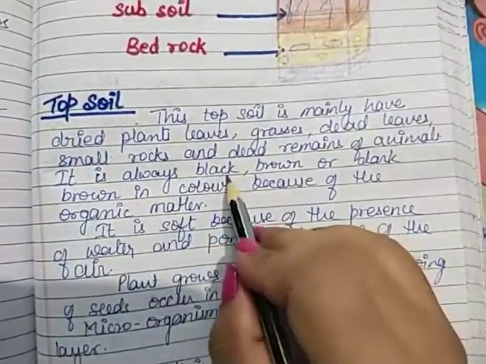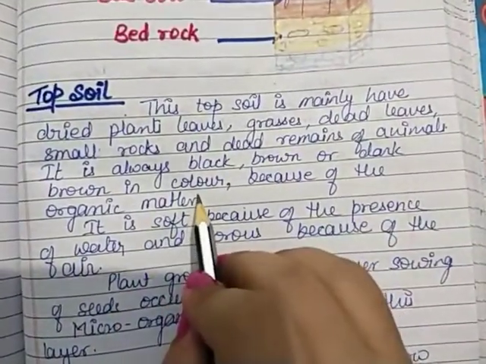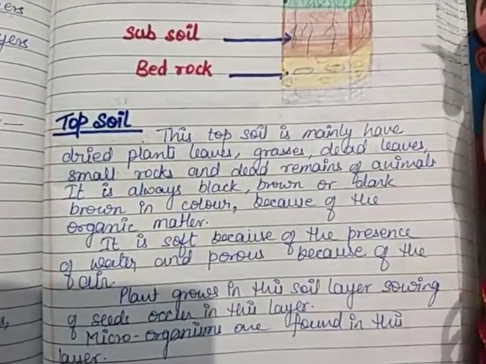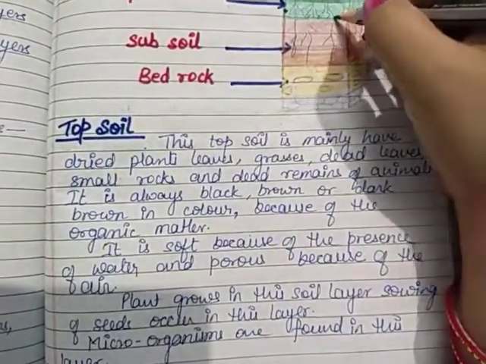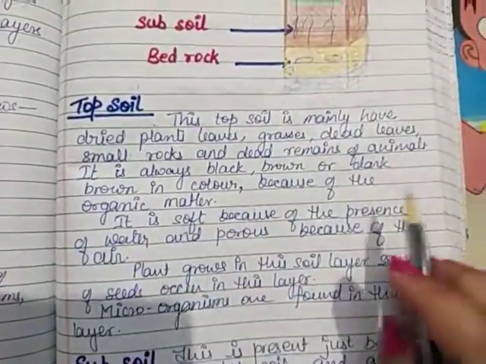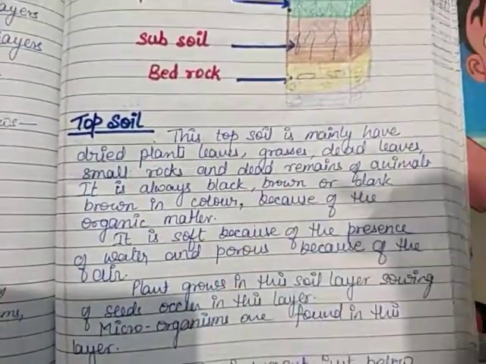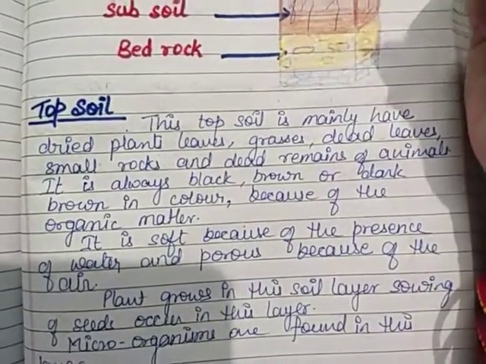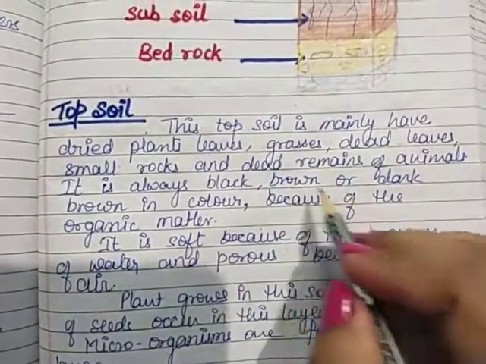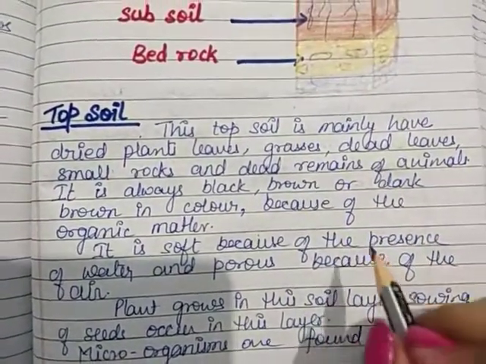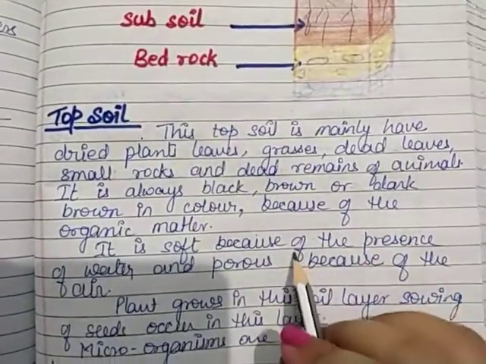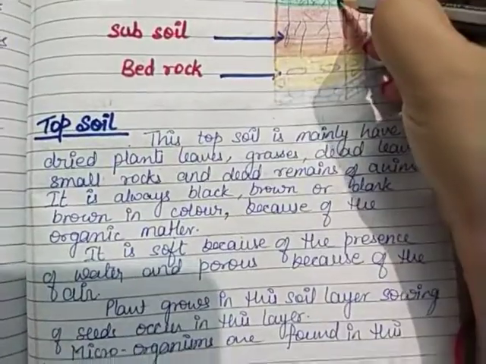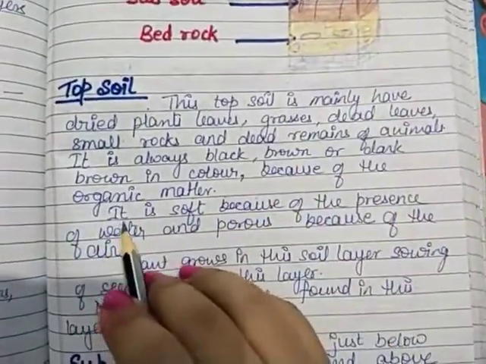It is always black, brown, or dark brown in color because of the organic matter. The color you can see, the topsoil is dark in color, because of the organic matter. And what is organic matter? Organic matter is actually the part of the living creature. The dead remains of the leaves and plants and dead remains of the animal body constitute the organic matter, and this organic matter is basically found in the topsoil.